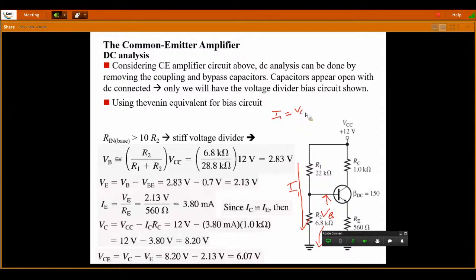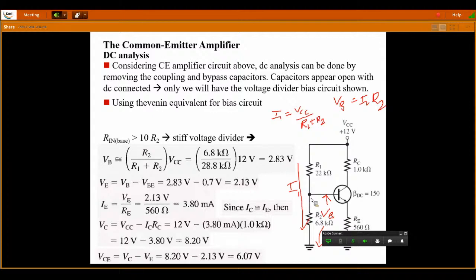Now when I want to calculate the base voltage, I have to multiply this current with the resistor. The current passing through R2 is I1, hence the voltage drop across this resistor is VB. VB is equal to I1 into R2. I1 is VCC divided by R1 plus R2, into R2, is VB. Now if I substitute those values, then I would have the base voltage equal to 2.83 volts.